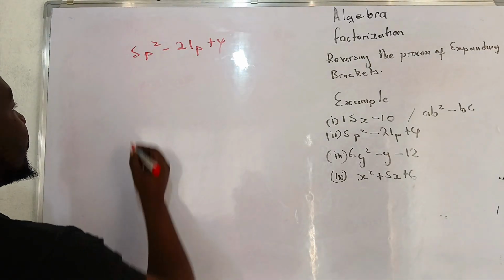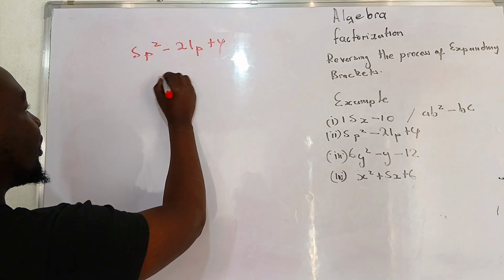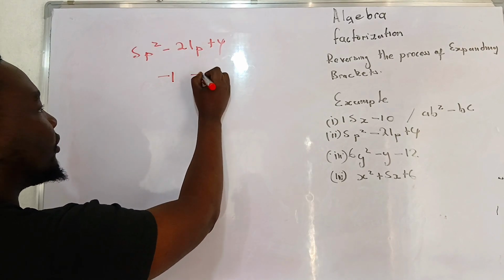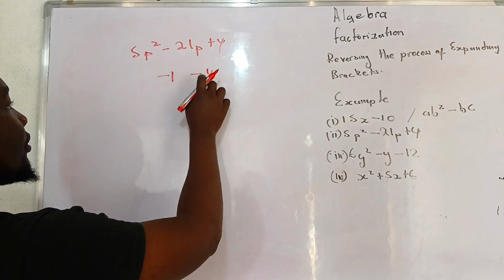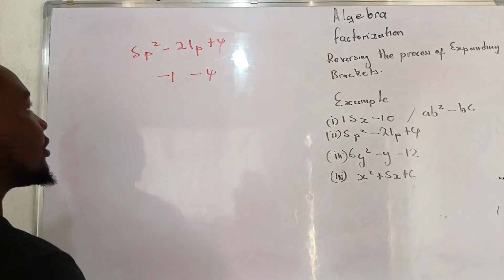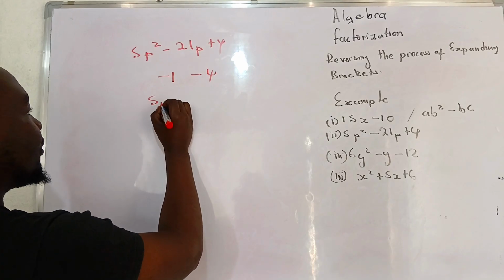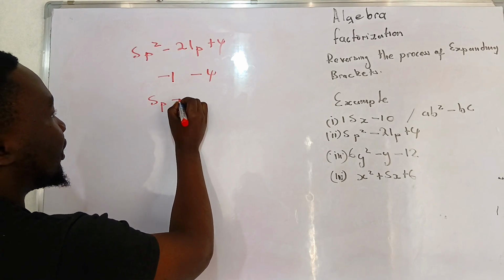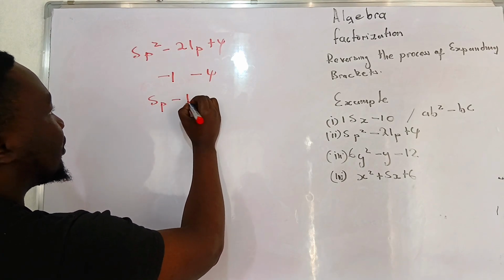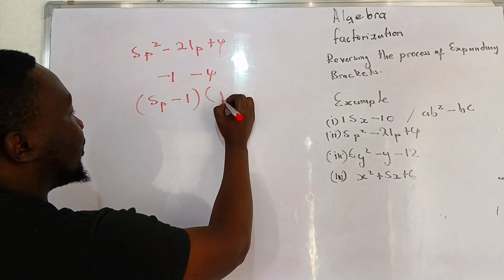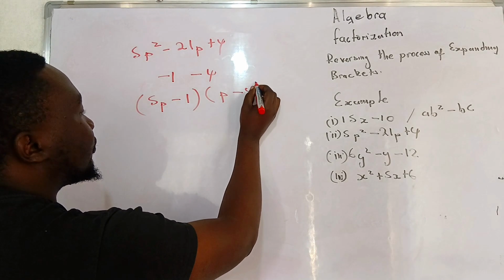Let's try minus 1. Since it comes out as a positive, both values are negative: minus 1 and minus 4. Minus 1 times minus 4 gives us plus 4. So let's try it: (5p minus 1)(p minus 4).